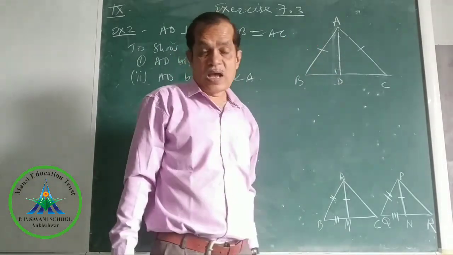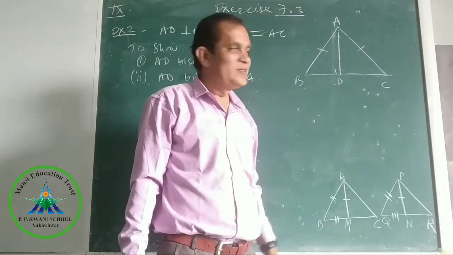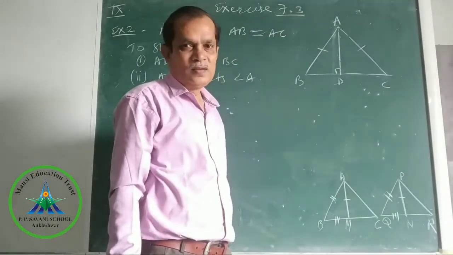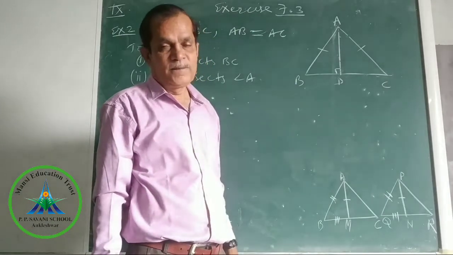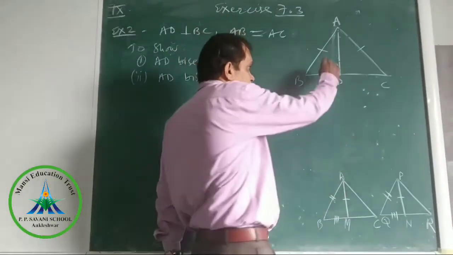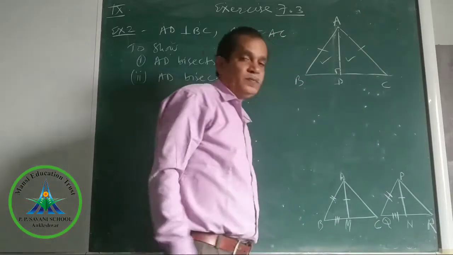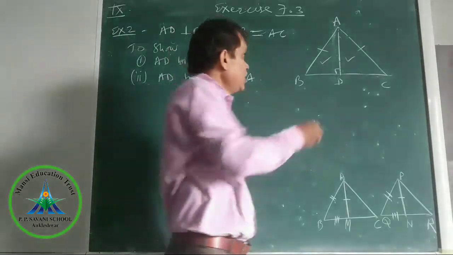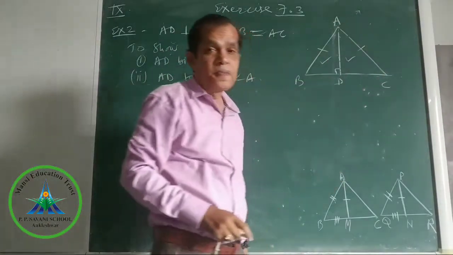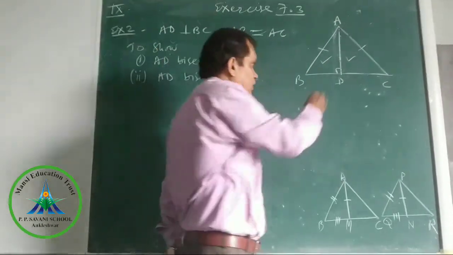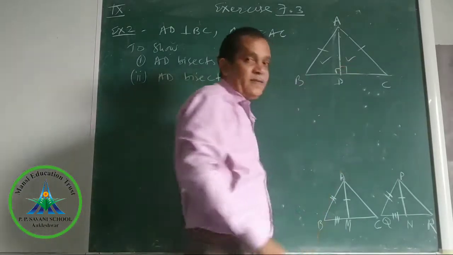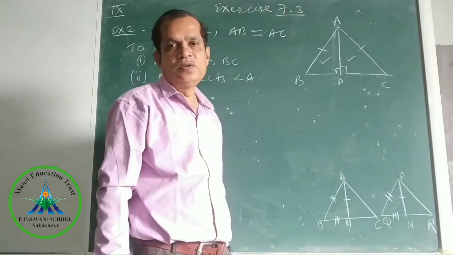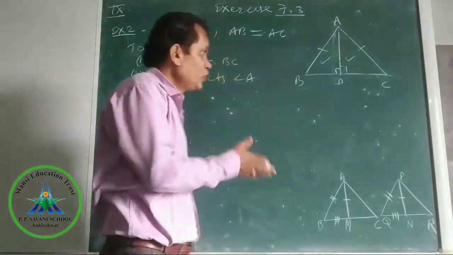So AB is hypotenuse. So angle ADB is 90 degree. Then which rule is visible? Yes. See triangle ADB and ADC. AD is common side. AB equal to AC, hypotenuse. Angle ADB equal to angle ADC, 90 degree. So RHS rule of congruency. Yes or no? So you prove it now.